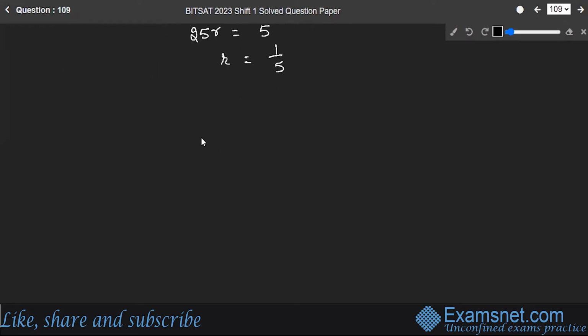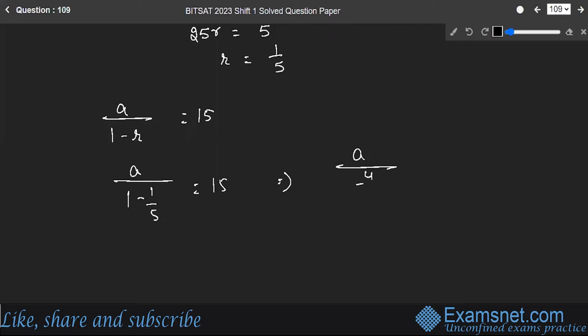If r is equal to 1 by 5, then you had a upon 1 minus r is equal to 15. So a upon 1 minus 1 by 5 is equal to 15. This gives you a upon 4 by 5 is equal to 15, or a is equal to 15 upon this, or a is equal to 12. I got the value of a and r.